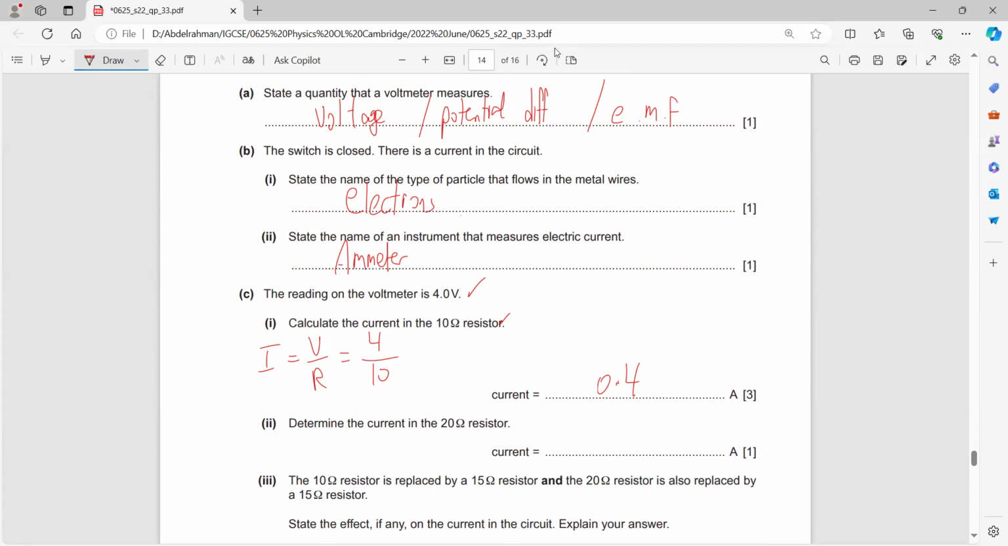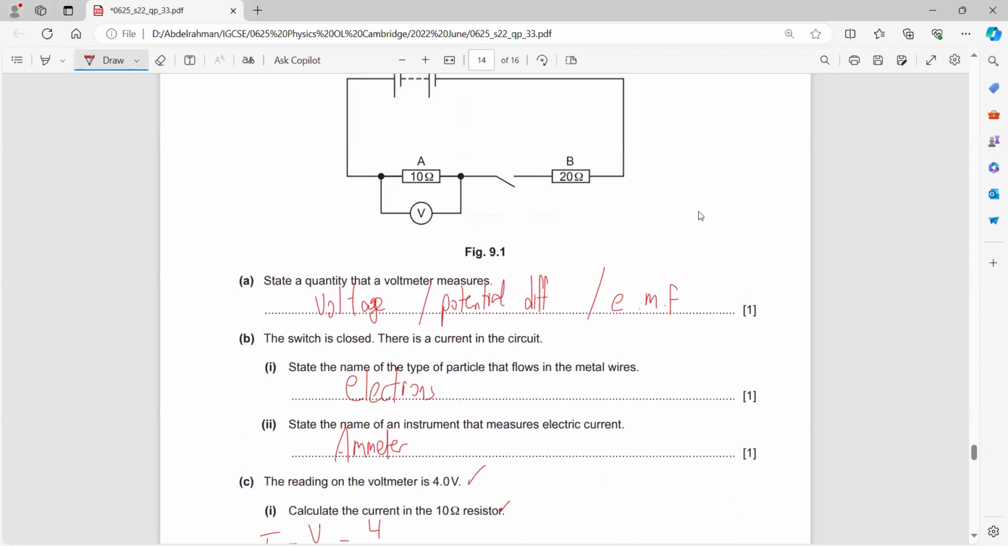Tell me. Is it 0.2? No, it's 0.4, the same as before. Right. Why is it 0.4? Because it's a series circuit. Yes, okay, because it's a series circuit.